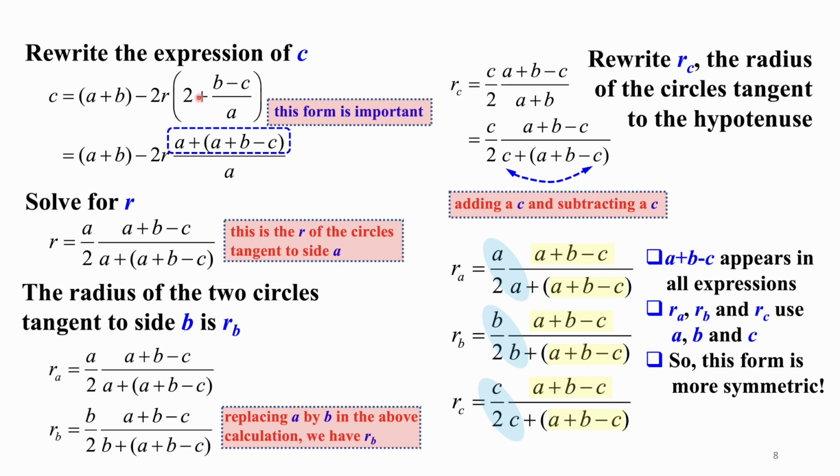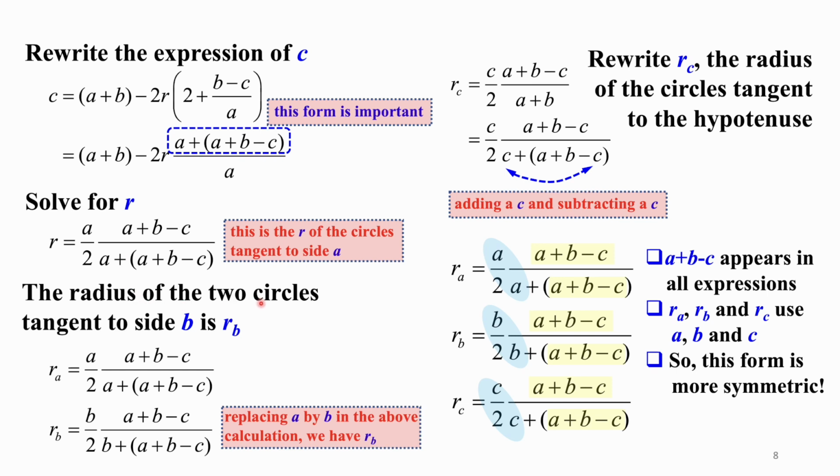Now, again, we use the same trick as we mentioned earlier. 2 plus B minus over A is equal to 2A plus B minus C. So we make this 2A into A plus B minus C. This term is very crucial to a uniform and symmetric representation of our result. And then solving R yields this formula. This is our result.